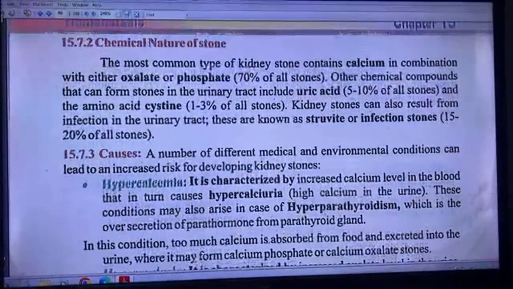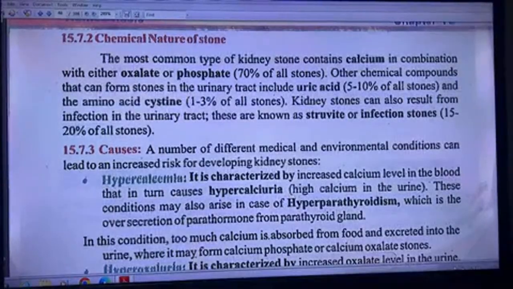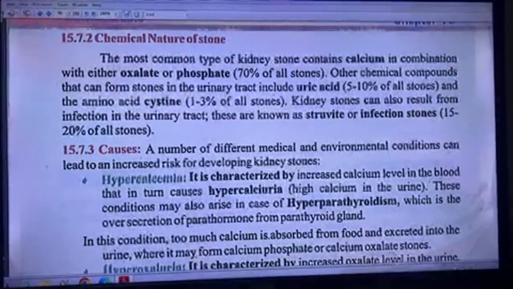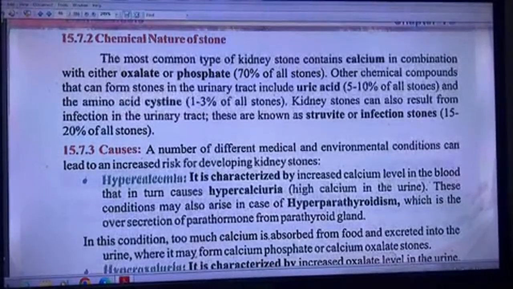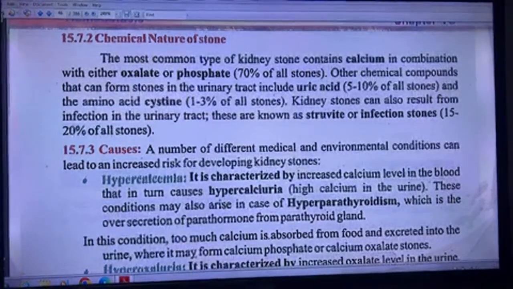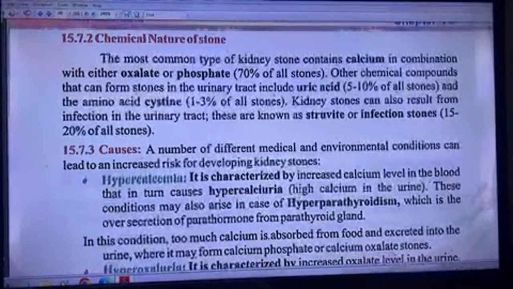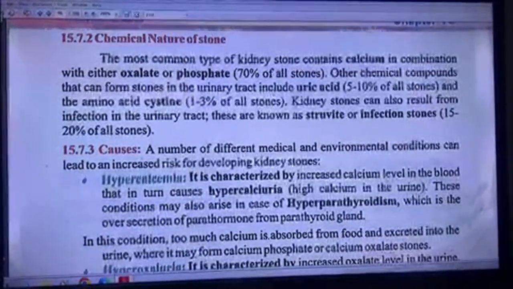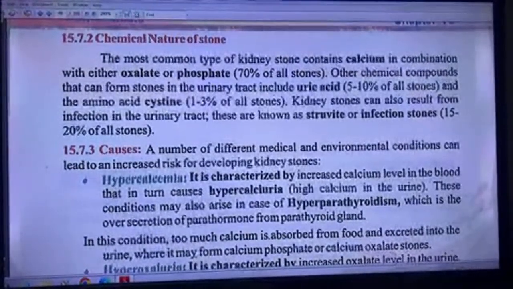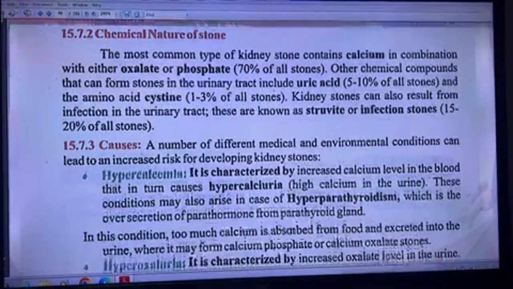Chemical nature of stone. The most common type of kidney stone contains calcium in combination with either oxalate or phosphate, 70% of all stones. Other chemical compounds that can form stones in the urinary tract include uric acid, 5 to 10% of all stones, and the amino acid histidine, 1 to 3% of all stones. Kidney stones can also result from infection in the urinary tract. These are known as struvite or infection stones, 20% of all stones.